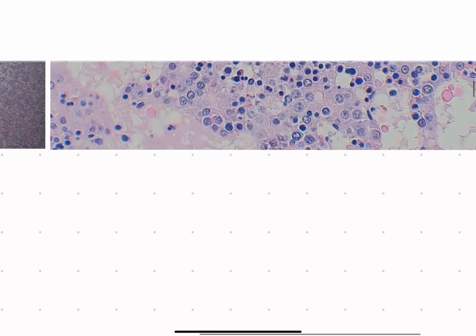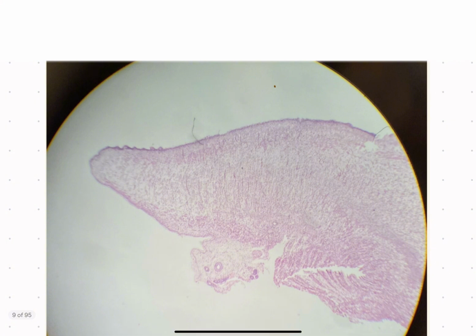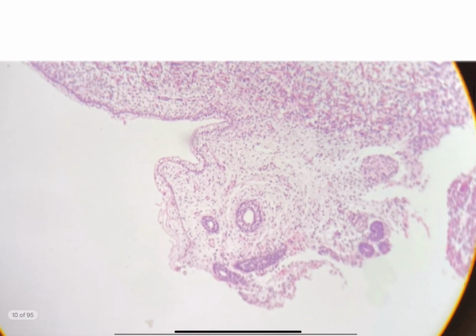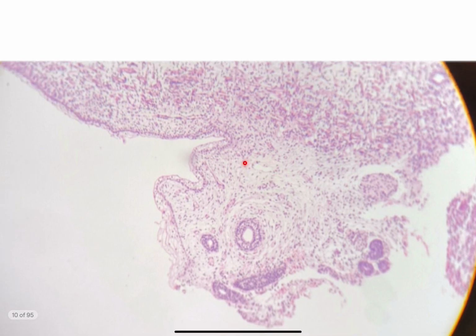Okay, next slide. We see this. Please write down the name of this slide. Okay, let's now zoom in. I'd like you guys to tell me the name of this structure. I know it's hard because it's not super zoomed in, but you should be able to identify it nonetheless.